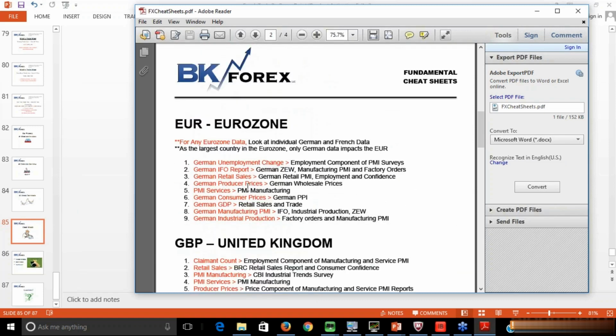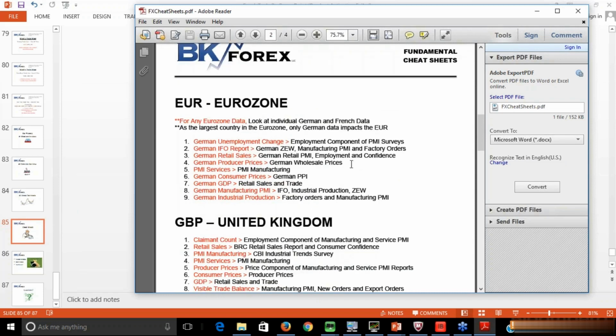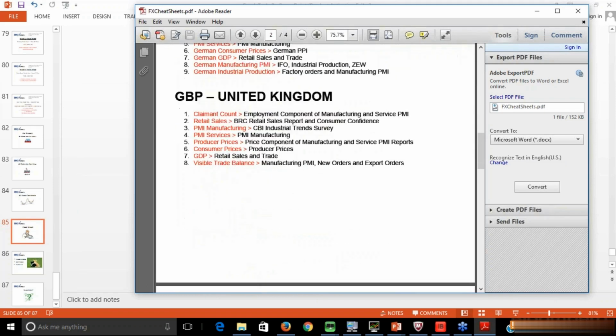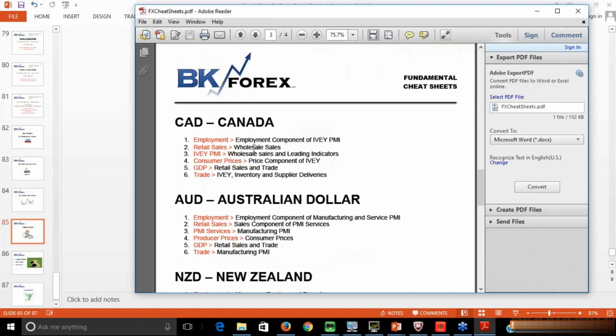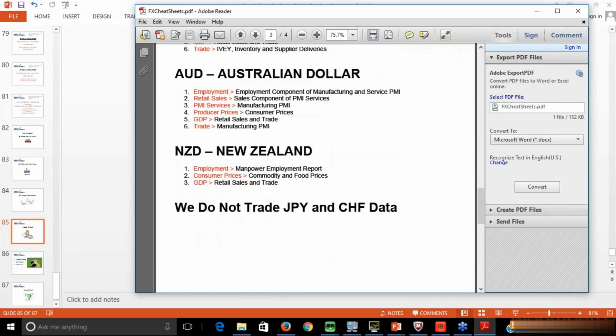I've only included the data that we feel is tradable and has reliable leading indicators. So I've done the work for you and listed out all the leading indicators that you should be looking at and using. For Canada, it's the employment component of the Ivey PMI. For retail sales in Australia, it's the sales component of PMI services. And of course, we do not trade Japanese or Swiss data. So we'll be adding this into the post where the video is, right underneath the video.